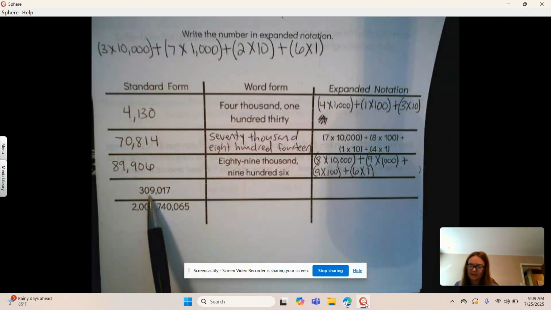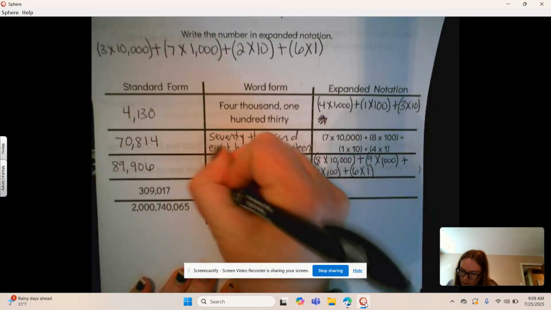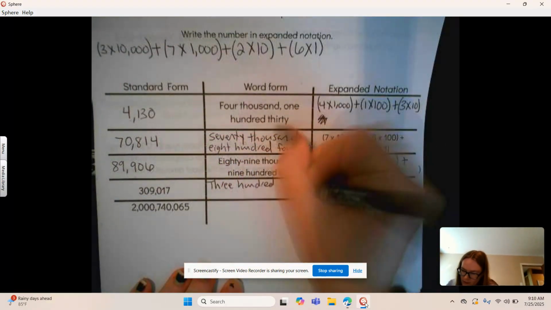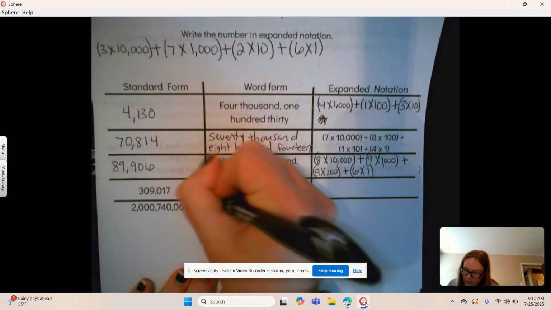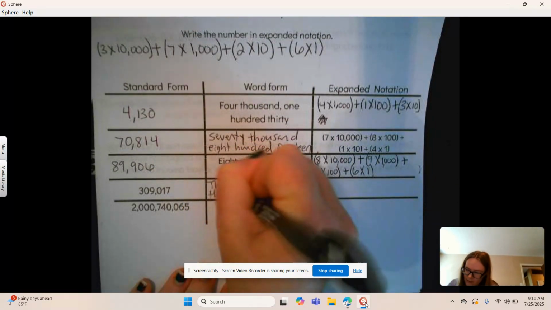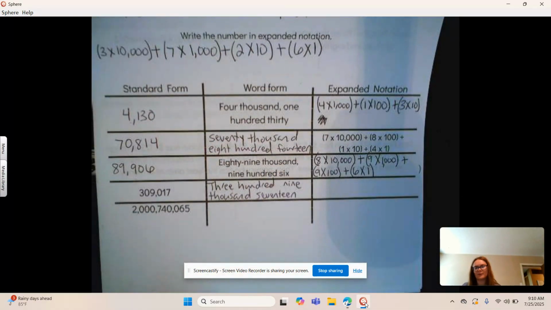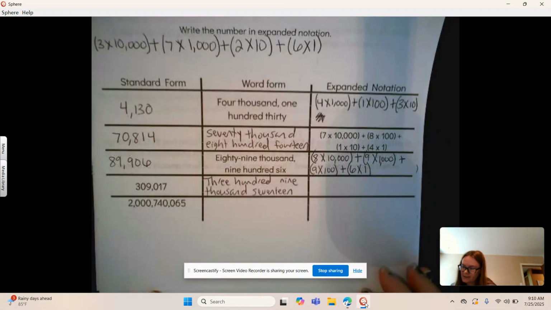Let's look at the next one. It's 309,017. Let's write it in word form. 309,017. Remember that your word form is just exactly how you would say the number. So let's do our expanded notation.